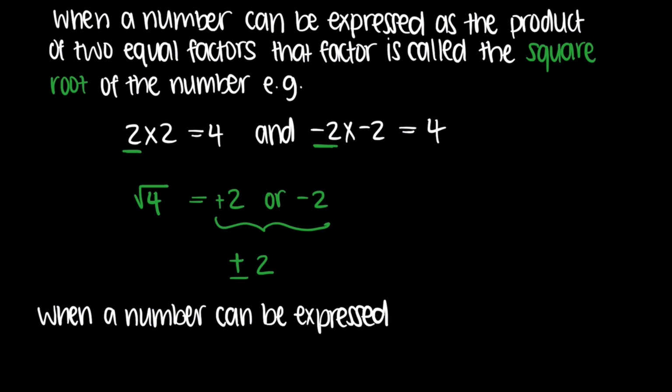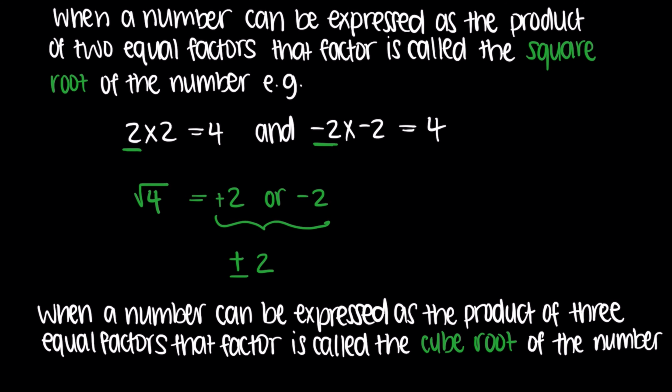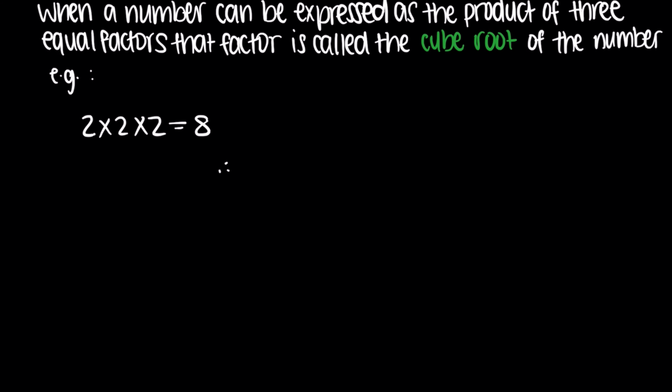When a number can be expressed as a product of three equal factors, that factor is called the cube root of the number. For example, 2 multiplied by 2 multiplied by 2, or 2 cubed, equals 8. This means that the cube root of 8, written as such, similar to the square root symbol but with a 3 on the hat, is 2, since 2 is a factor that when multiplied 3 times equals 8.